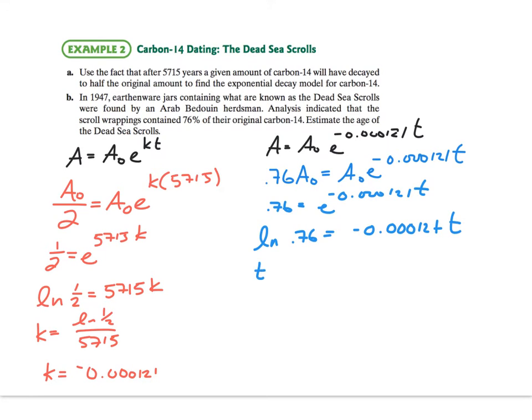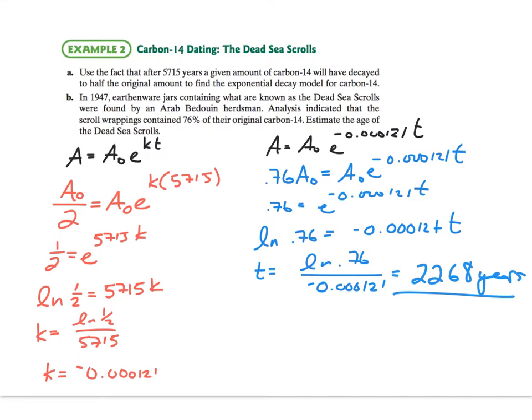So t is equal to the ln of 0.76 divided by negative 0.000121. And we calculate that out to be 2,268 years old. So that's how old the Dead Sea Scrolls are.